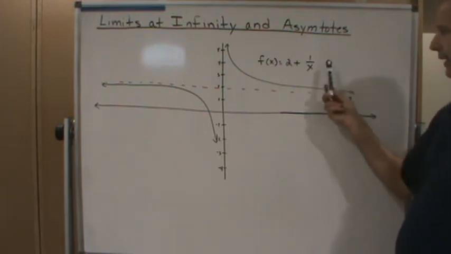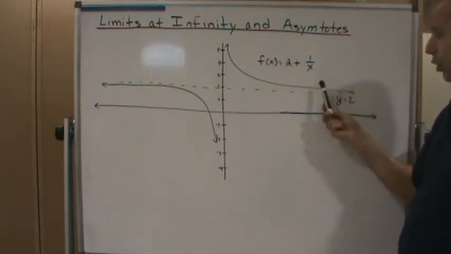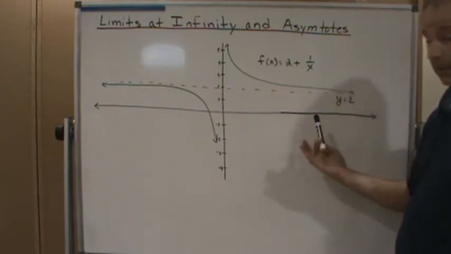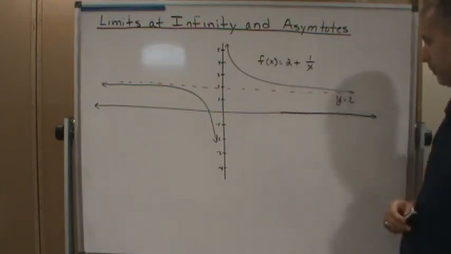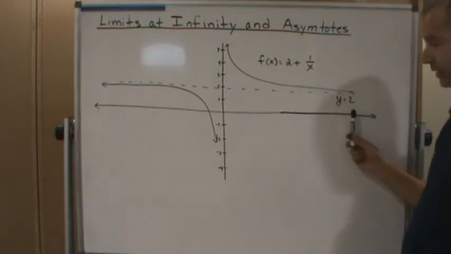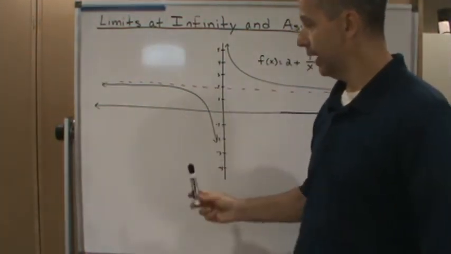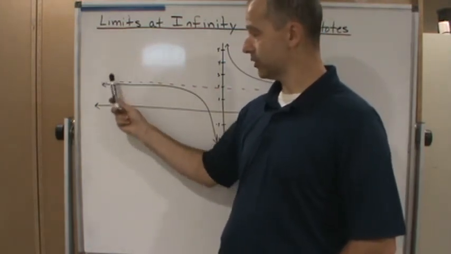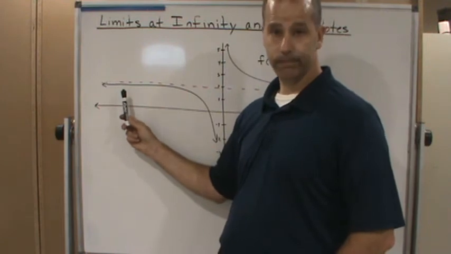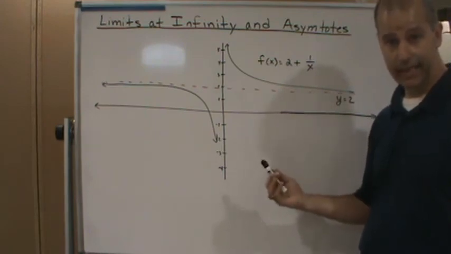And again, this is a differentiable, continuous function, so we can talk about the limit. The limit as x approaches positive infinity, the value of the function is approaching 2. And if we look at negative infinity, as x gets really big negative, the value of the function is also approaching 2. So that's what we call limits at infinity.